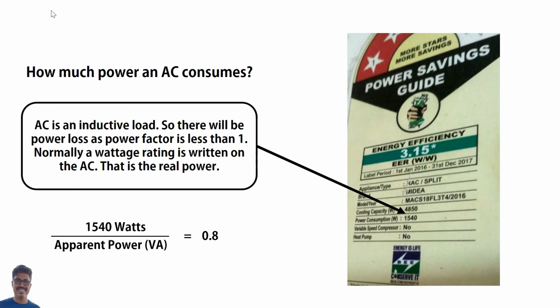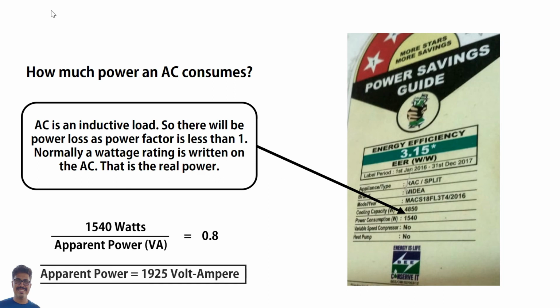I'm giving you one example. I don't know the power factor, so suppose I assume that the power factor is 0.8. It will never be 1. If the power factor is 0.8, then the formula becomes real power divided by apparent power equals power factor, so 0.8. If I calculate, the apparent power will be 1925 volt ampere. So the actual power supplied to the air conditioner will be 1925 volt ampere, but there will be some power loss and 1540 watts will be consumed by the AC.